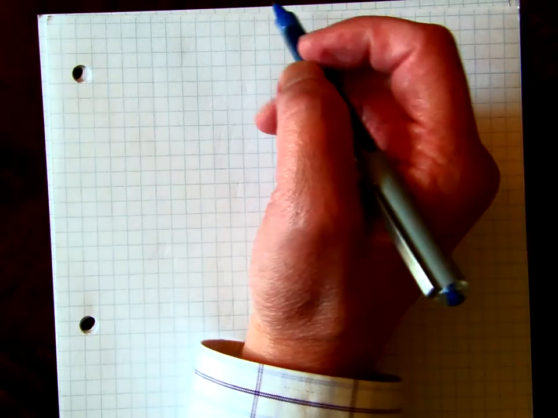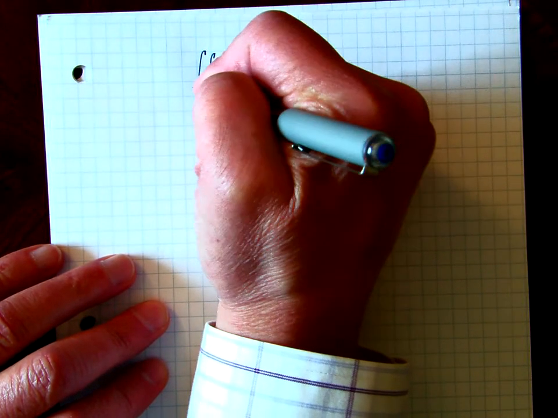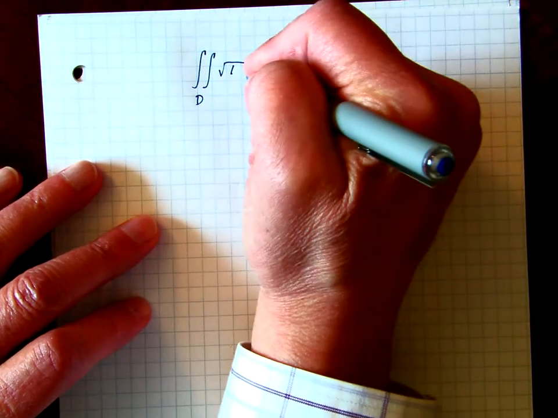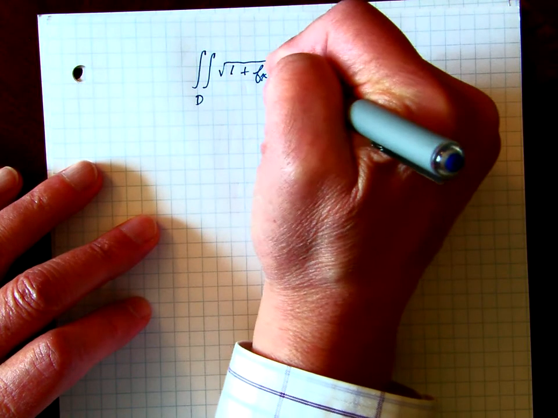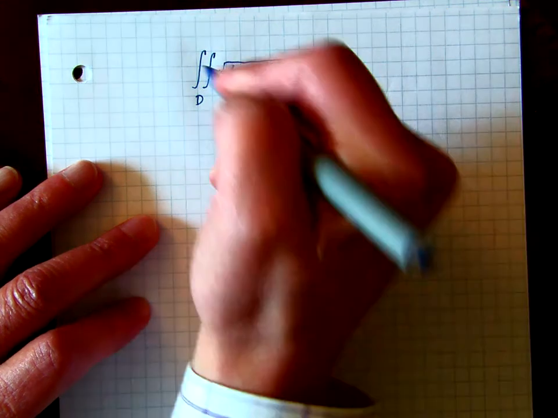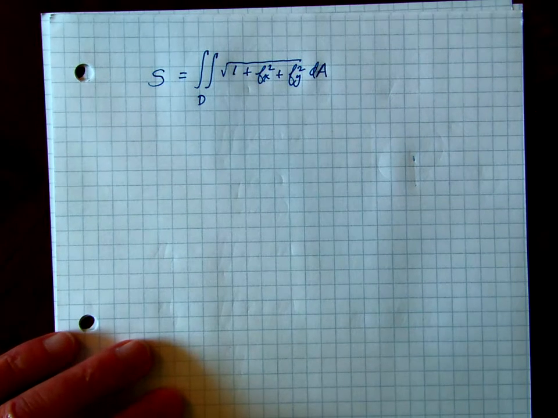One more application that I'm simply going to draw out right here. Let's suppose we're looking at this integral. Double integral over a domain, and this time the integrand is the square root of 1 plus fx squared plus fy squared. Doing it with respect to area, and I'm going to give this a name. I'm going to call it S. You may already know what this is. This is the surface area integral.